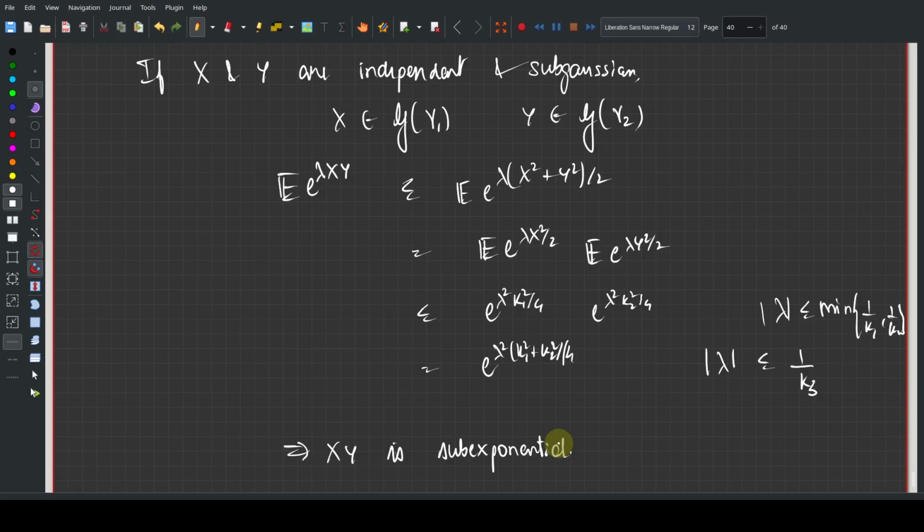So I'm not saying that if x and y are dependent, then xy is not sub-exponential. The only point I'm trying to make is that in general, I can't claim that if x and y are dependent but sub-Gaussian, then xy is also sub-exponential. That's simple.